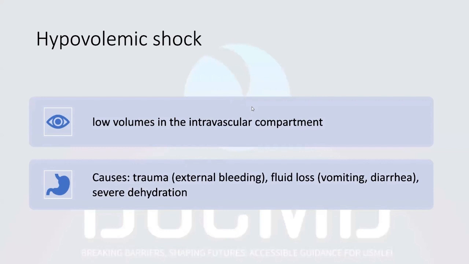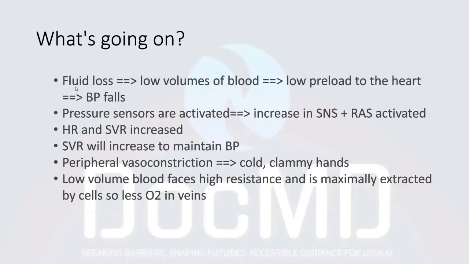So what happens basically in hypovolemic shock, we're going to start simple. You get fluid loss, which could be due to trauma, for example, or vomiting. Once you've lost this fluid, you'll have low volumes of blood. When you have low volumes of blood in the body, that will lead to a low preload onto the heart, and when your preload is low, your blood pressure will fall. Once blood pressure falls, obviously your pressure sensors will detect this, and in response will increase activity of the sympathetic nervous system and the renin-aldosterone system.